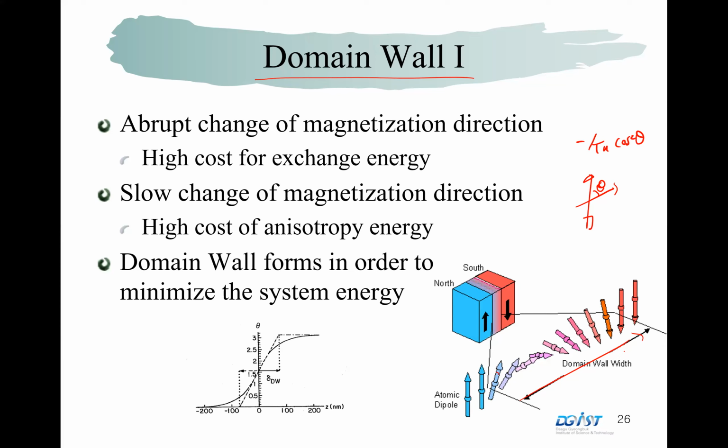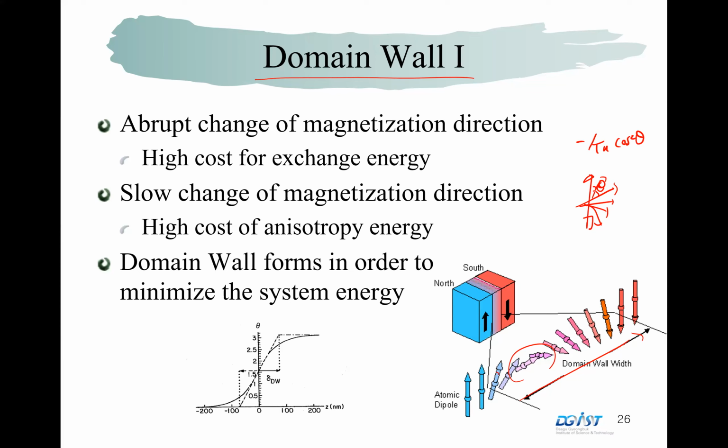And how about the anisotropy energy? If we have such rotating spins, they pay some energy cost for the anisotropy energy, and if the number of spins in this direction is smaller, then the energy cost is reduced. So they try to make a shorter domain wall. So one energy tries to expand, the other one tries to reduce.